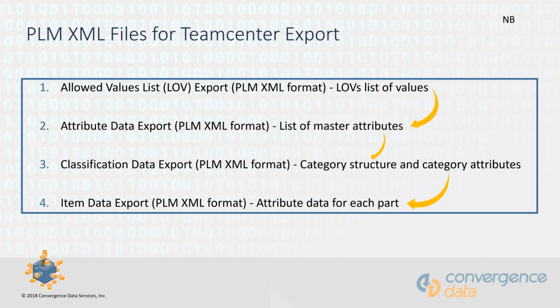And one more note here with the file importing. When you're going to Teamcenter, there is a specific order that you need to follow. You would want to start with your allowed values list, or in Teamcenter, list of values. And then after that, you would import your attribute data, which is going to tie to the LOV list. And then after that, you would want to import the classification data, which is going to link to the attributes and thus the LOVs. And finally, you would import the item data, which would tie into all three previous imports.